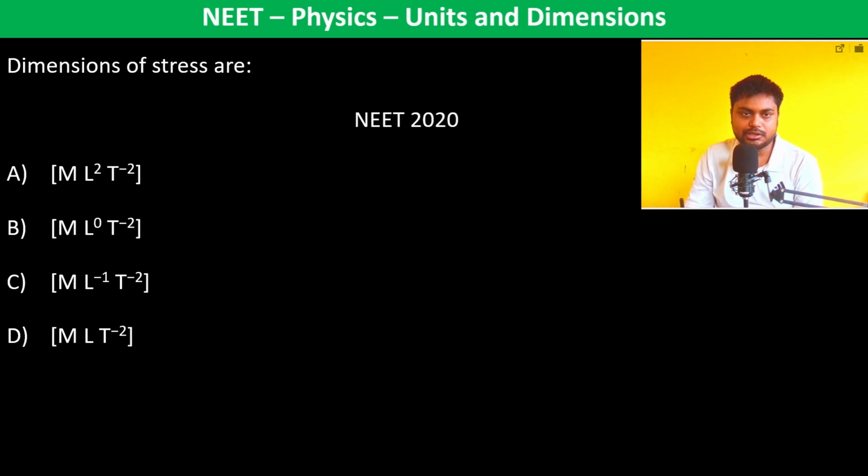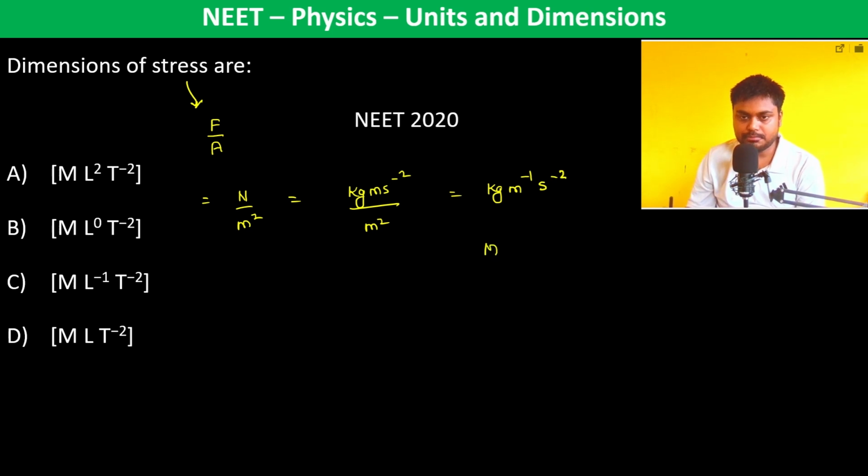Dimensions of stress are, so stress is force divided by per unit area, so therefore Newton per meter square. So kg m s minus 2 by m square, which is kg m to the power minus 1 s to the power minus 2, M L minus 1 T to the power minus 2. C option is the correct.